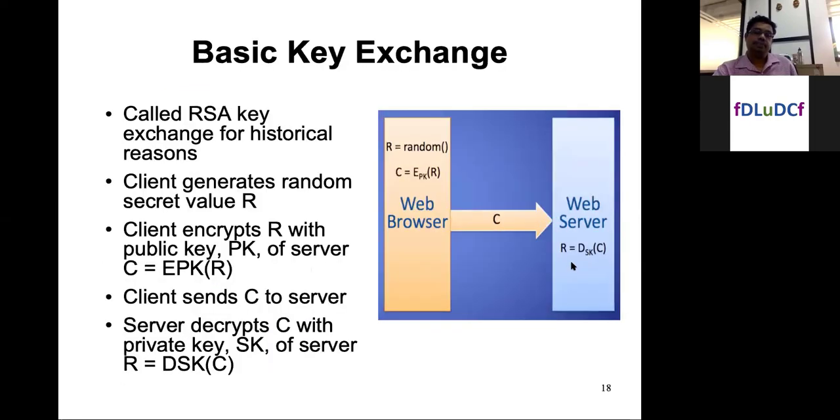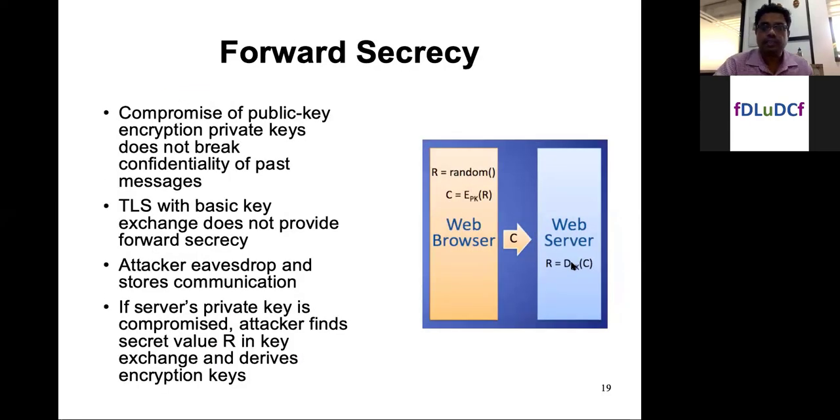However, recently people found that this typical method has a vulnerability, which we call forward secrecy. The typical RSA key exchange has a forward secrecy problem. In order to understand what forward secrecy means, you have to understand this key exchange. Basically, the web browser creates the key, encrypts it using the public key of the web server, and sends it to the web server. Assume at that point, some attacker in the middle copies this ciphertext C.